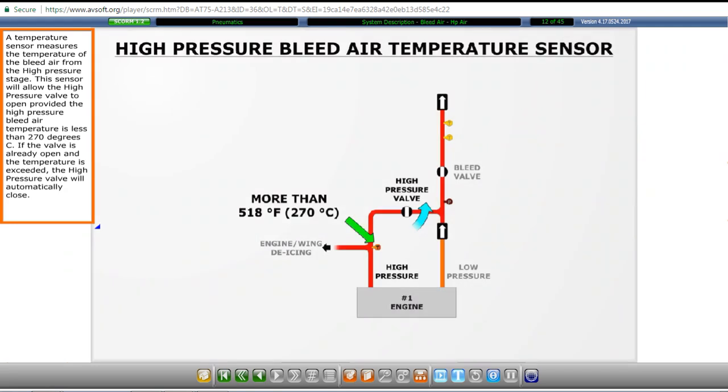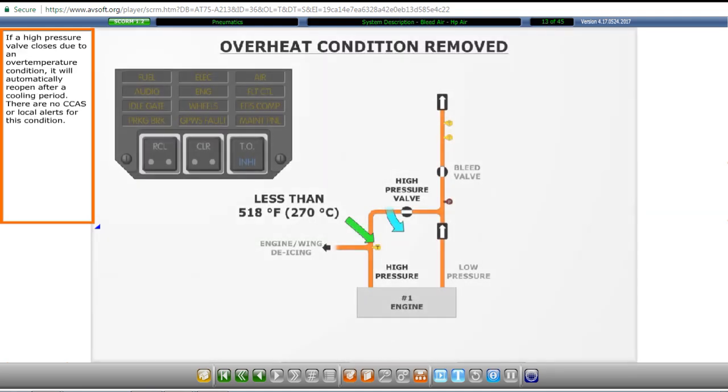A temperature sensor measures the temperature of the bleed air from the high-pressure stage. This sensor will allow the high-pressure valve to open provided the high-pressure bleed air temperature is less than 270 degrees Celsius. If the valve is already open and the temperature is exceeded, the high-pressure valve will automatically close. If a high-pressure valve closes due to an over-temperature condition, it will automatically reopen after a cooling period. There are no CCAS or local alerts for this condition.